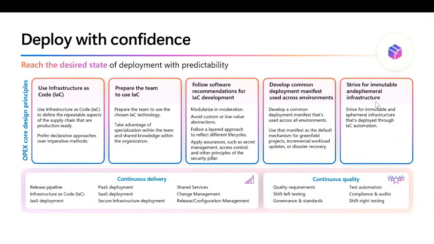So when we think about deploying with confidence, this is like reaching your desired state of development with predictability. To do that, you want to build a workload supply chain that enables you to consistently reach the goal of predictability in all of your environments across the workloads, hosting platforms, applications, as well as your data and configuration resources. The deployment mechanism must be capable of automation, testing, monitoring, and versioning.